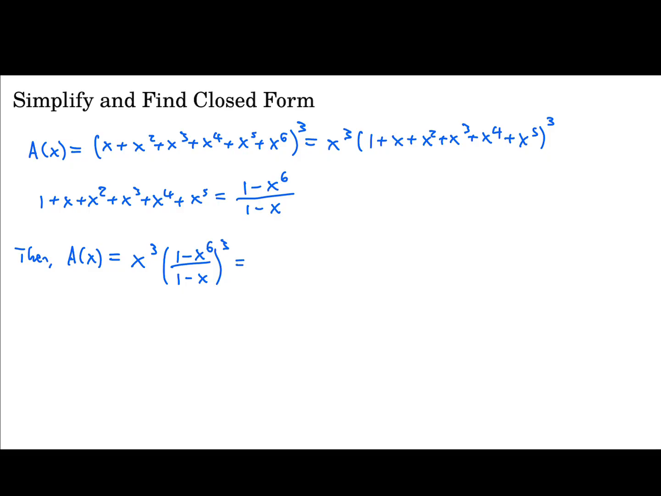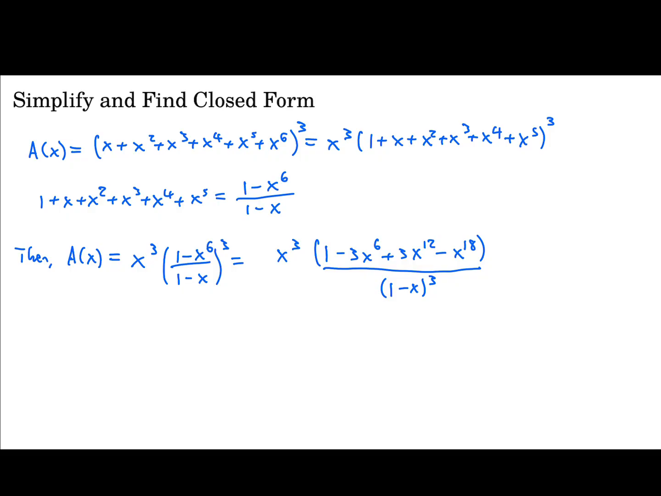And if we open this up and do all the algebra, it'll just be x cubed times, and you'll get 1 minus 3x to the power of 6 plus 3x to the power of 12 minus x to the power of 18, divided by (1 minus x) cubed. So you get something like this.